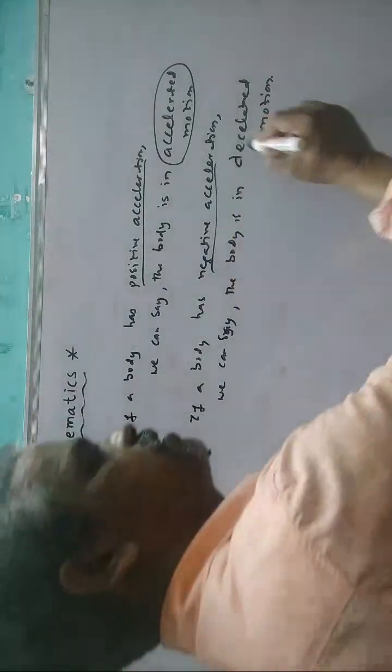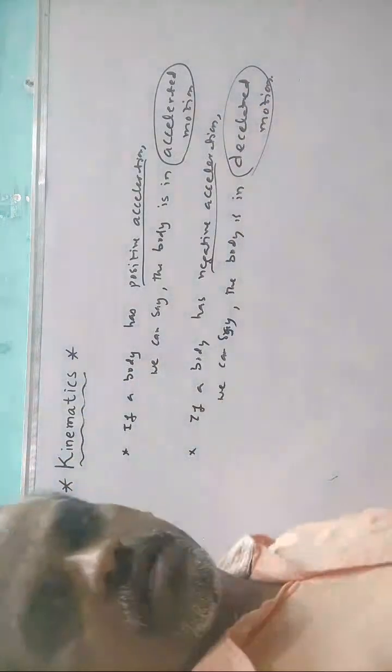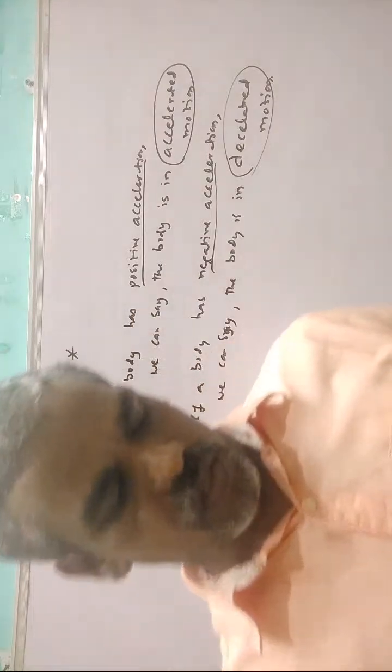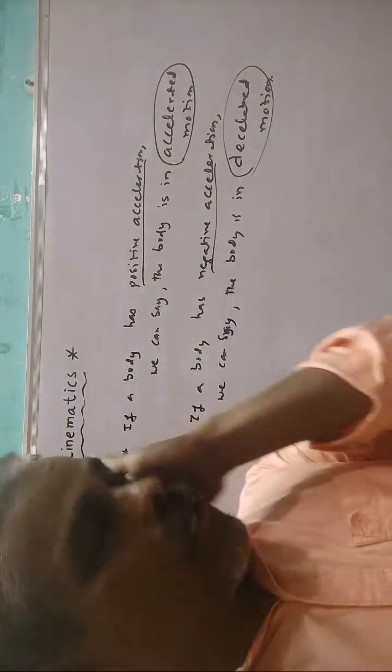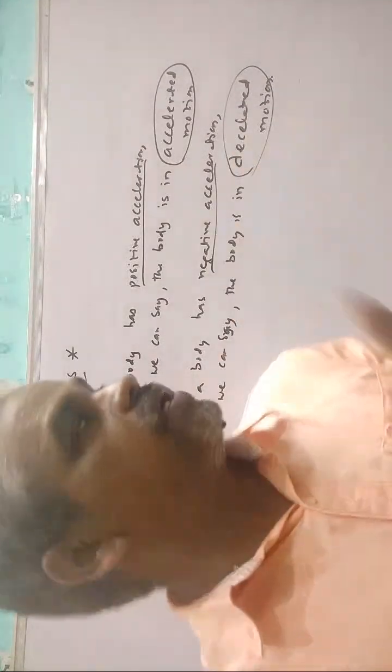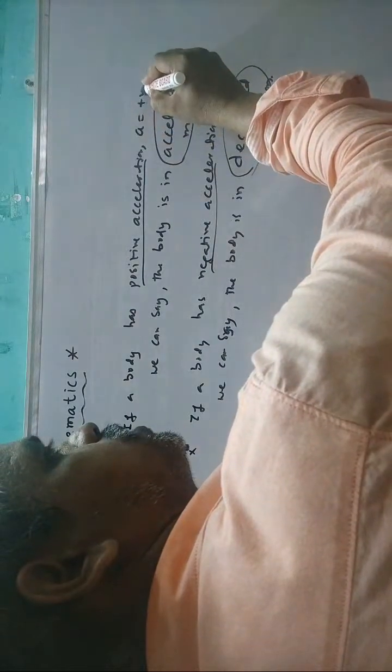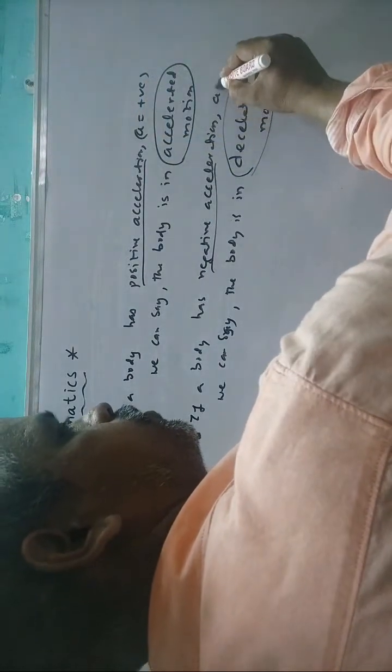So negative acceleration, we can say that is decelerated motion. If the body has positive acceleration, we can say accelerated motion. That means here a is positive, here a is negative.